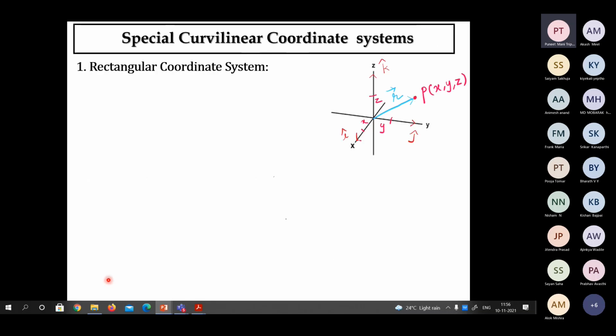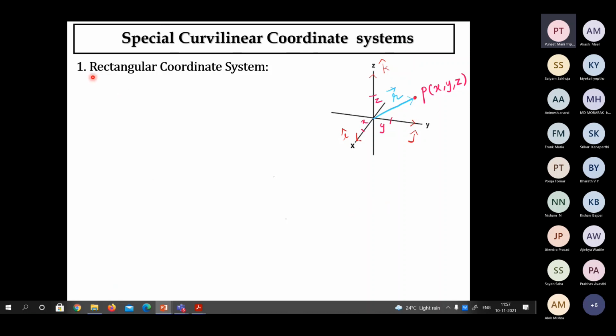Next, we are seeing special curvilinear coordinate systems. I already mentioned a few times that the curvilinear coordinate system is the more general system. All other coordinate systems which we use are special cases of that. So special curvilinear coordinate systems include all other systems which we deal with.